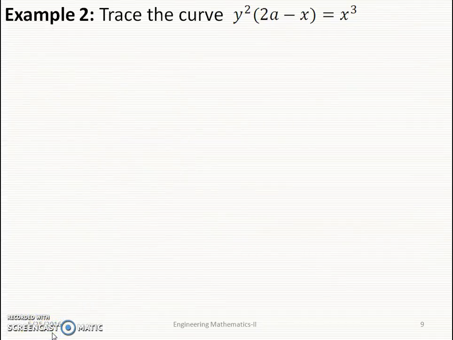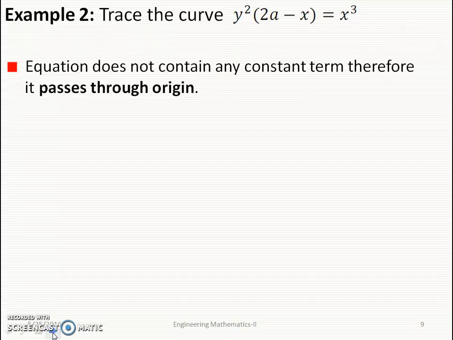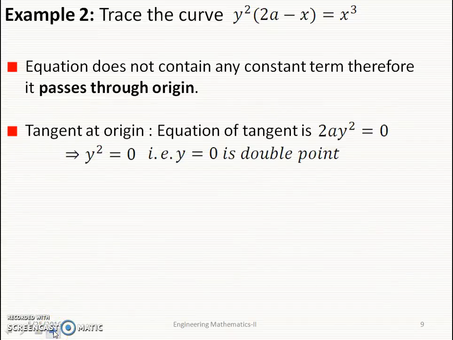Okay, now consider the second example. y square into 2a minus x is equal to x cube. Obviously this does not contain any constant term, therefore it passes through origin. For the tangent at origin, find the lowest degree term within the equation, that is 2a into y square, and equate to 0. So y square is equal to 0, so y is equal to 0 is the double tangent. Here x into y square gives a term of degree 3, and this is the term of degree 2, and therefore 2a into y square is the lowest degree term.